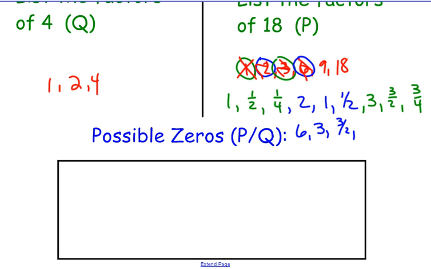Done. 9. 9 divided by 1 is 9. 9 divided by 2 is 9/2. 9 divided by 4 is 9/4. And lastly is 18. 18 divided by 1 is 18. 18 divided by 2 is 9. 18 divided by 4 is 9/2.